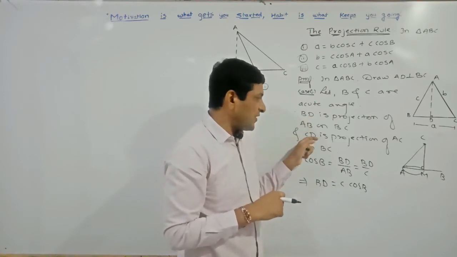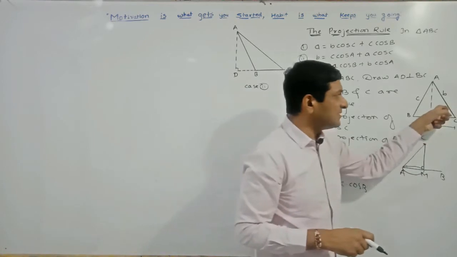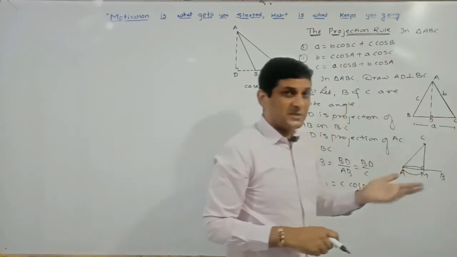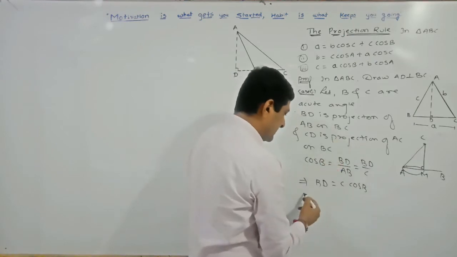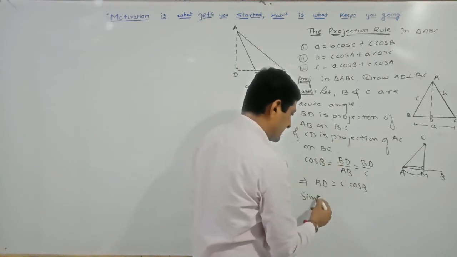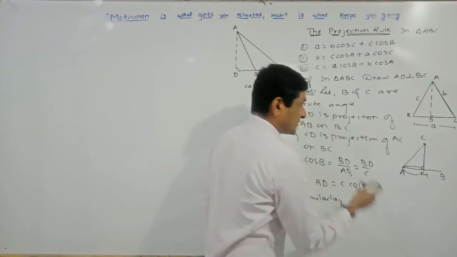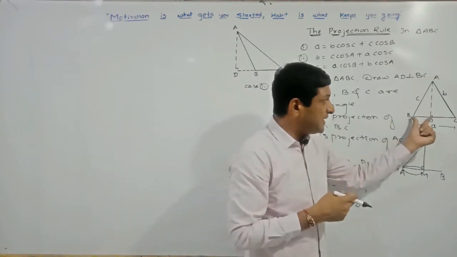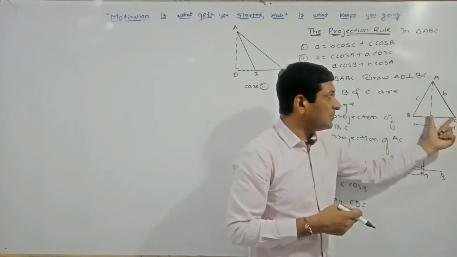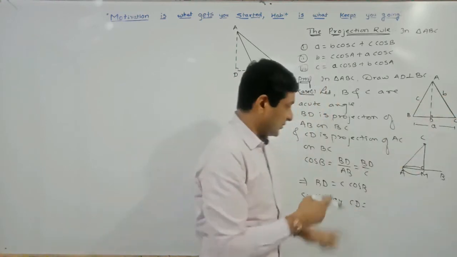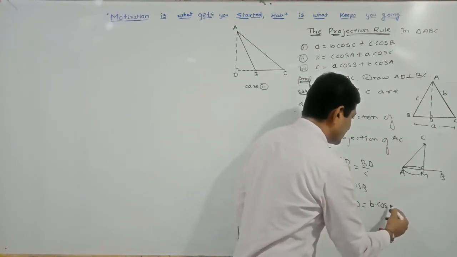Now we are trying to find out the value of CD. To find the value of CD, we are considering this triangle. So that's why we are not using this method. Directly we are writing here, similarly, CD will be equal to, now here what is the value of BD? BD is equal to c cos B. So what will be the value of CD? b cos C. So using the same method, b cos C.